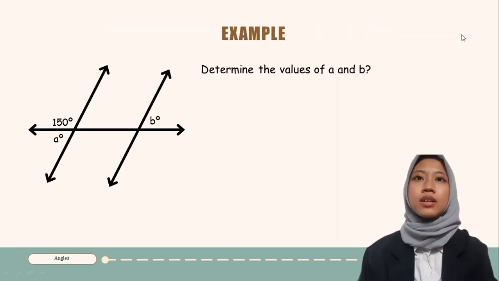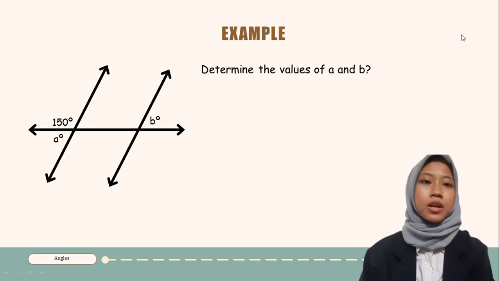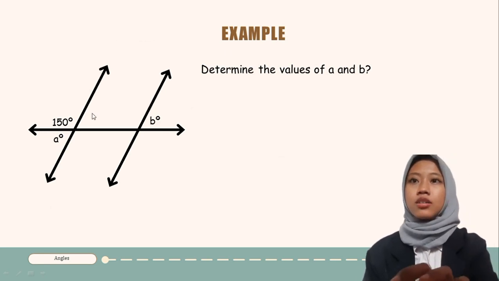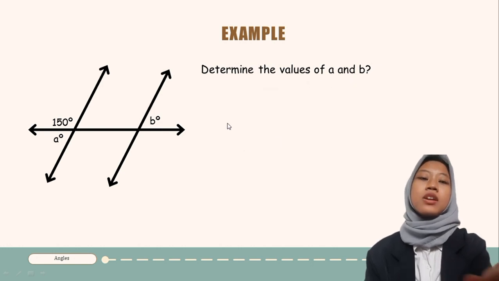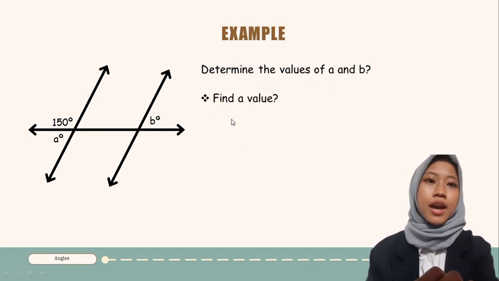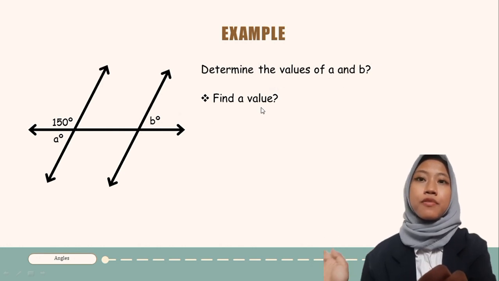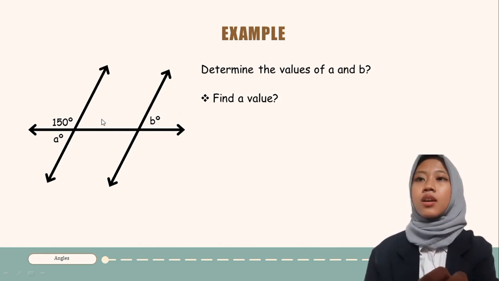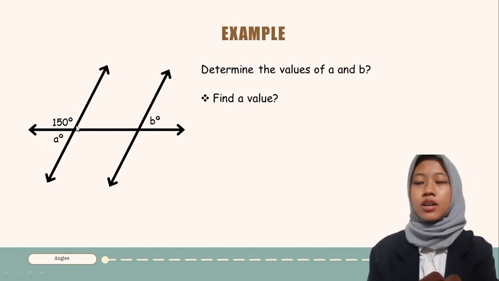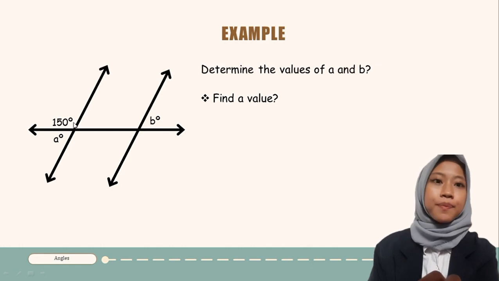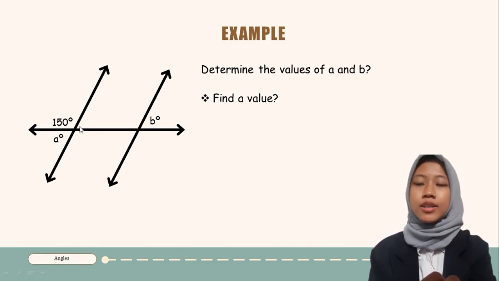Next, an example from the topic about angles. Look at this figure and the question: determine the values of A and B. So the first, find the A value. Before we find the A value, where is A? A degree is on the straight line with 150 degrees. So it adds up to 180 degrees.